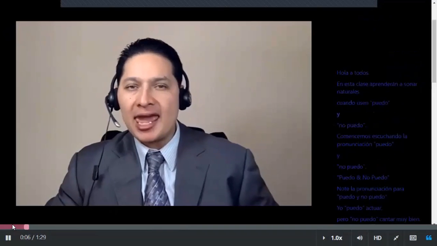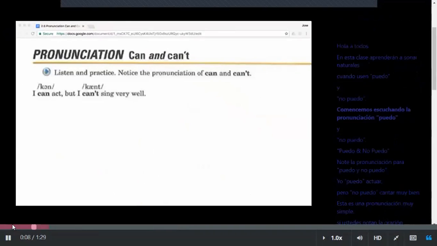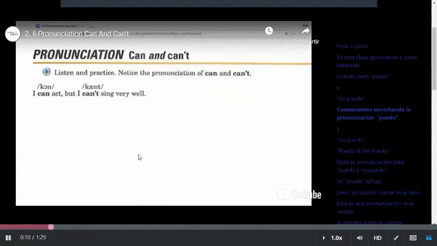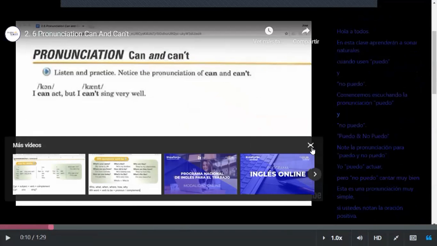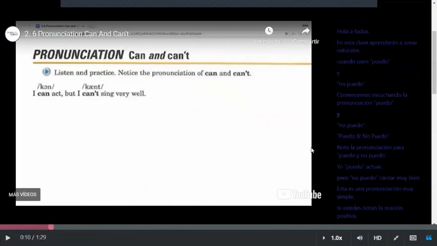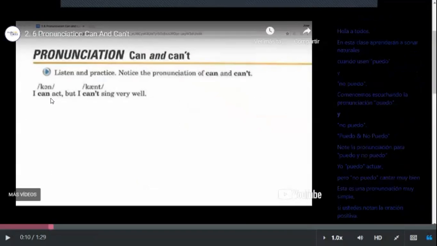Can and can't. Okay, one more time. Can and can't. The pronunciation. What is the pronunciation of the affirmative? Can. I can act. Yo puedo. I can act. Siempre que usen guys, este can y can't es un modal verb. Repeat, modal verb.